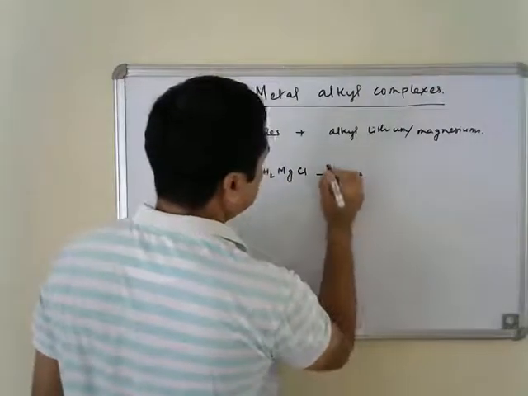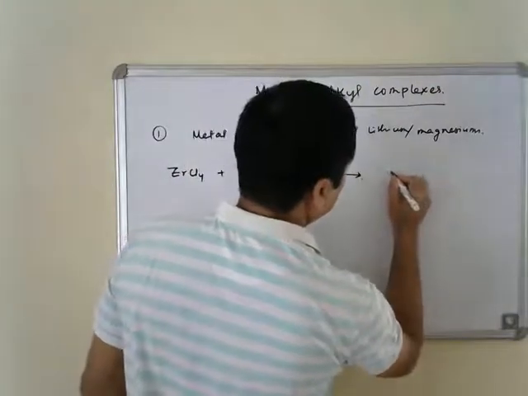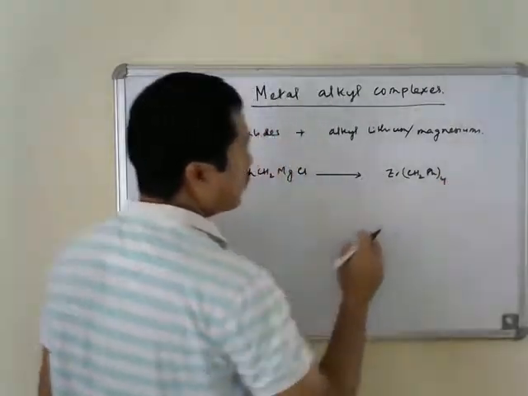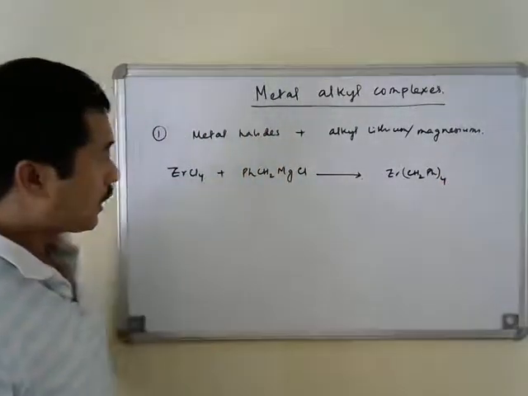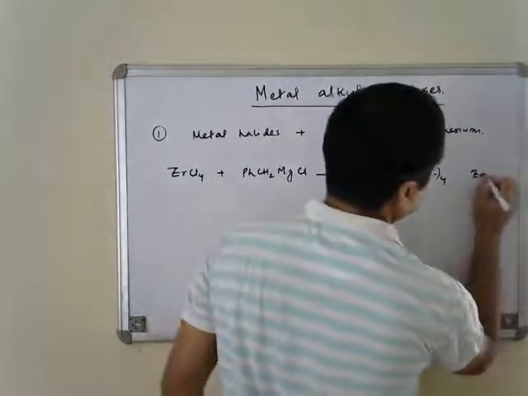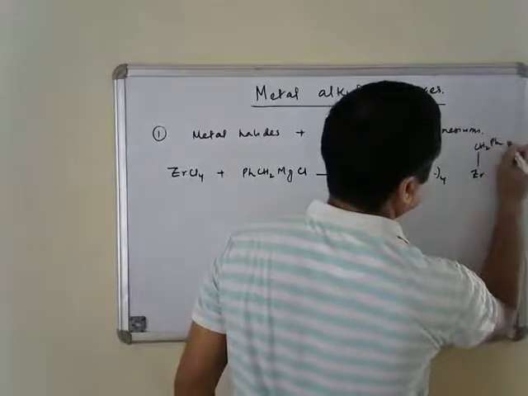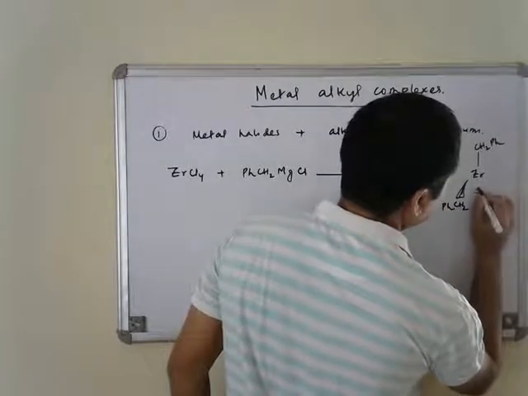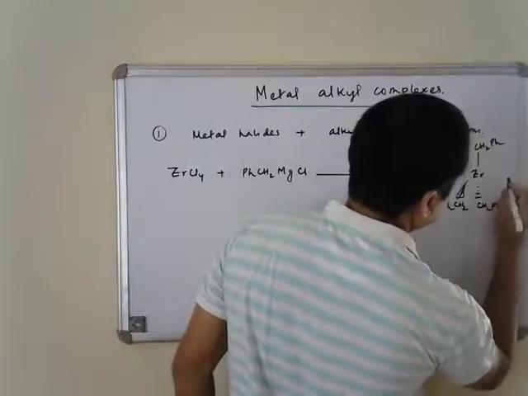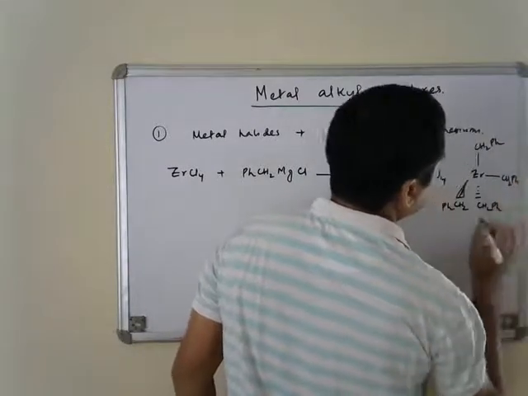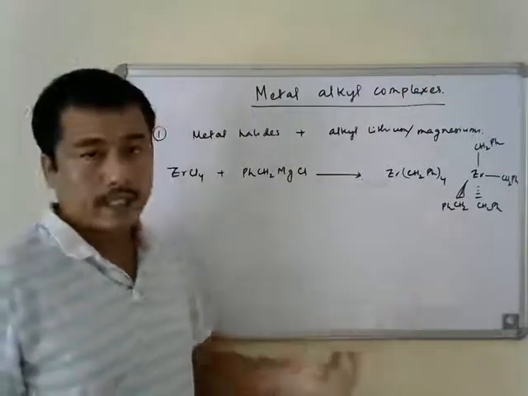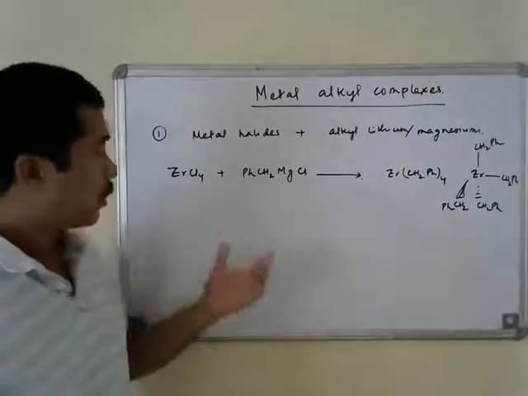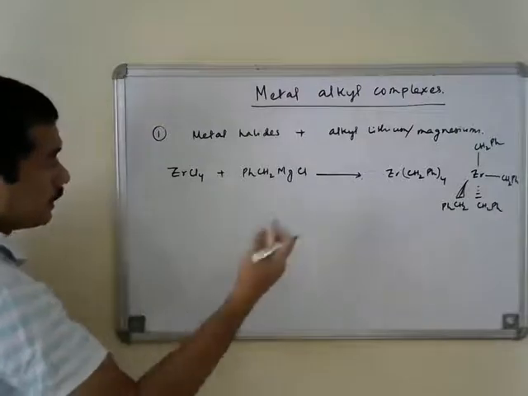So it will give you zirconium tetrabenzyl, which has a tetrahedral structure that we can draw over here. So this is the structure of this zirconium alkyl complex that can be prepared by reaction of zirconium tetrachloride with benzyl magnesium chloride. So one can also use alkyl lithium reagents.